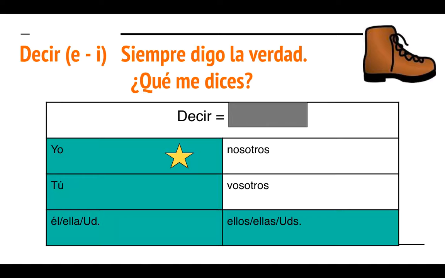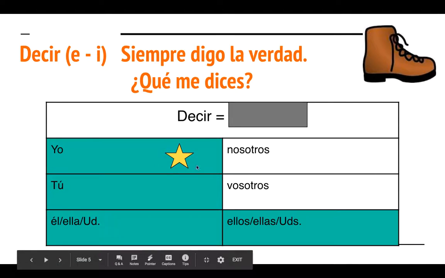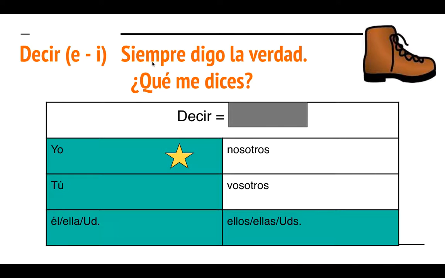Here's also a verb that changes E to I, but there's a little difference in the yo form, okay? So you'll see it right here. Decir, en inglés, to say. So siempre digo la verdad. I always tell the truth. And then also you can ask someone, ¿Qué me dices? What are you saying to me?